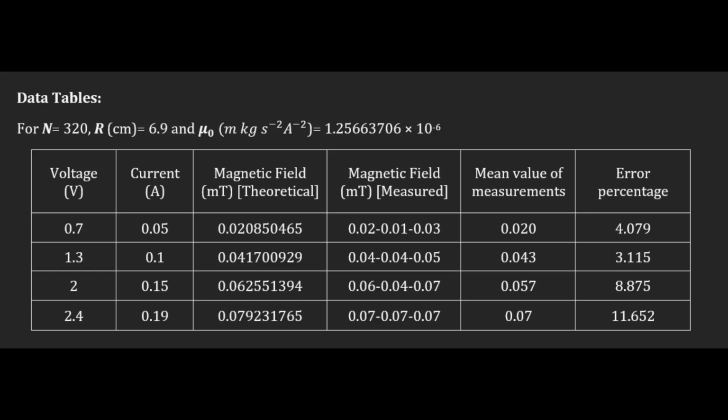Conclusion: as expected from the theory, magnetic field at the specified point increased linearly with the increase in current.